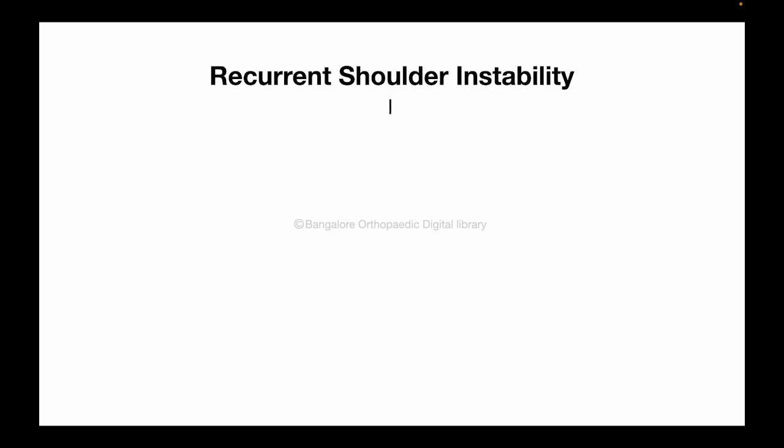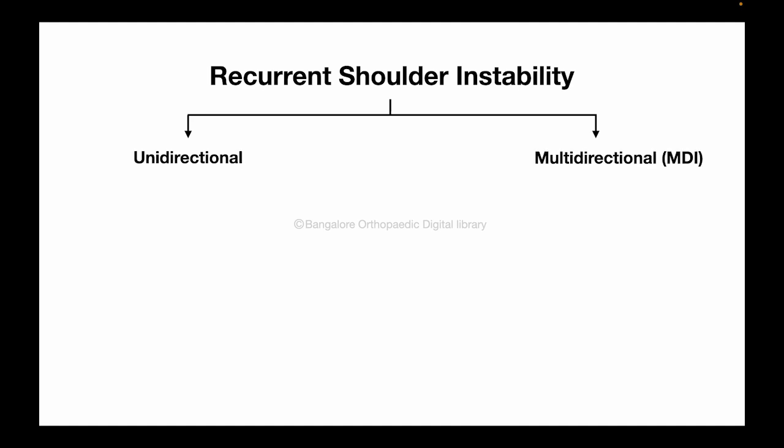Next, a note on recurrent shoulder instability. This can be grouped into two distinct classes: unidirectional instability and multidirectional instability. Unidirectional usually happens due to previous trauma and labral damage. It happens, as the name suggests, in one shoulder. Bankart's lesion is a classical pathological finding. Surgery is the standard treatment.